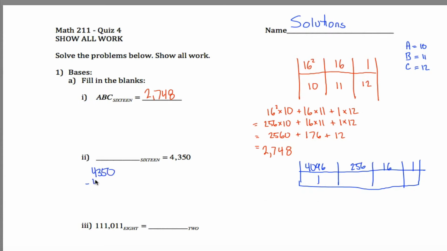And so I would say 4,350 minus 4,096 is 354? Nope. 254 maybe? The 4,000s go away, and I'm almost taking away 100. If I was taking away 100, I'd be left with 250. But I'm not quite taking away 100. I'm taking away 4 less than 100, so I'm left with 254. Okay, 254, that leaves me with no boxes of 256.